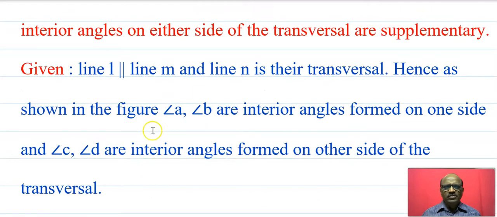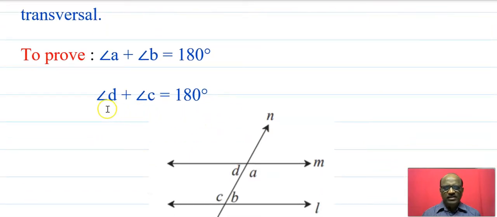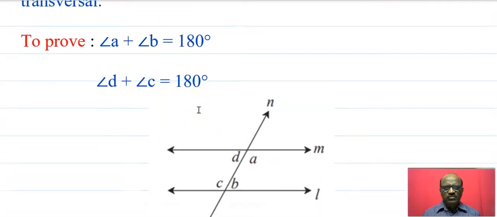In the proof part, what is to prove? The last sentence is important, that is supplementary. The sum of the angles is supplementary, means their measure is 180. Measure of angle A plus measure of angle B is equal to 180, and the measure of angle D plus angle C is equal to 180.